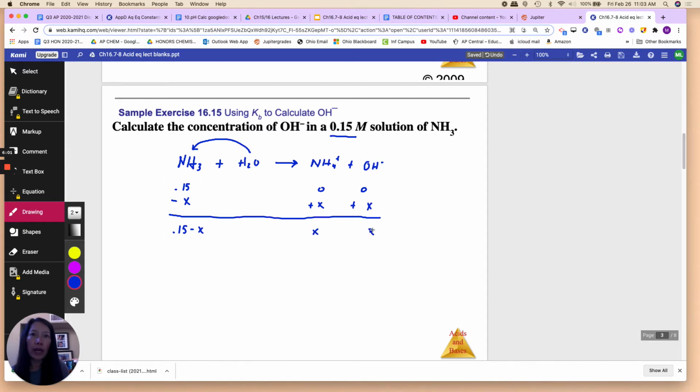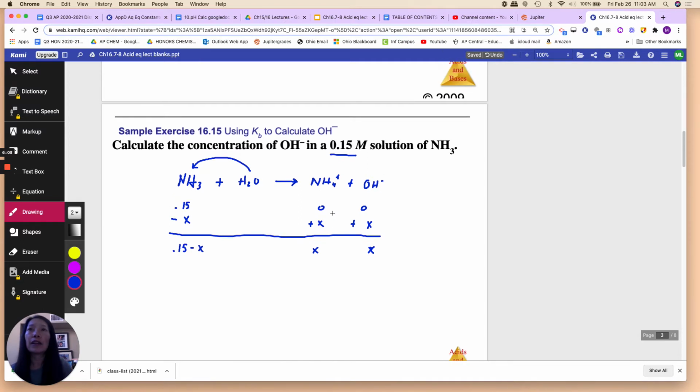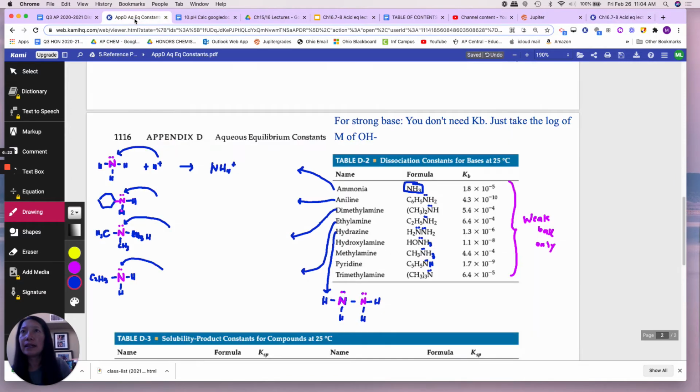Okay, if you were able to solve for X, you'll know the hydroxide ion concentration, and you can get the pOH of that, and you can get the pH of the solution. They just want the OH minus concentration here. So let us find the Kb using Appendix D. Kb for ammonia is 1.8 E negative 5. So we write that down.